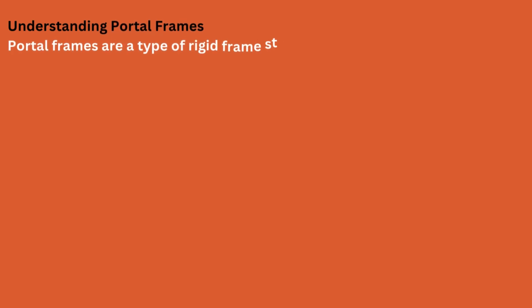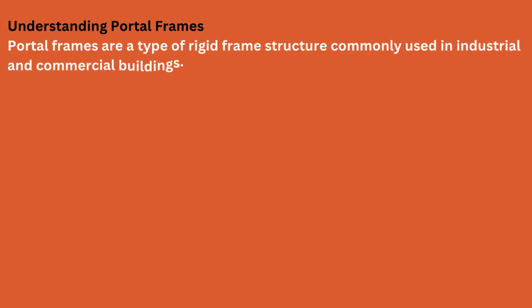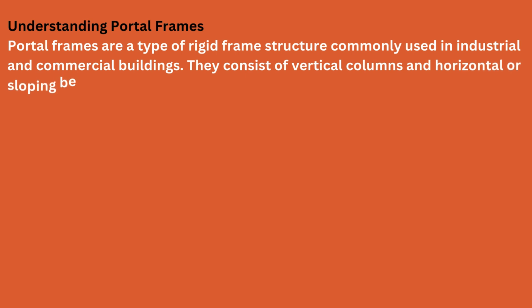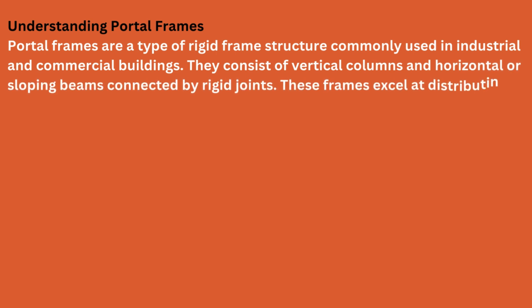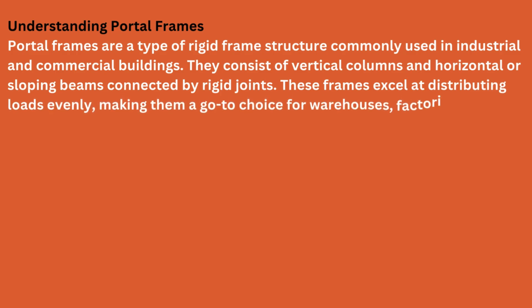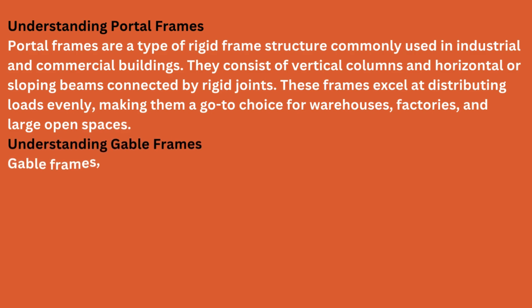Understanding portal frames. Portal frames are a type of rigid frame structure commonly used in industrial and commercial buildings. They consist of vertical columns and horizontal or sloping beams connected by rigid joints. These frames excel at distributing loads evenly, making them a go-to choice for warehouses, factories, and large open spaces.